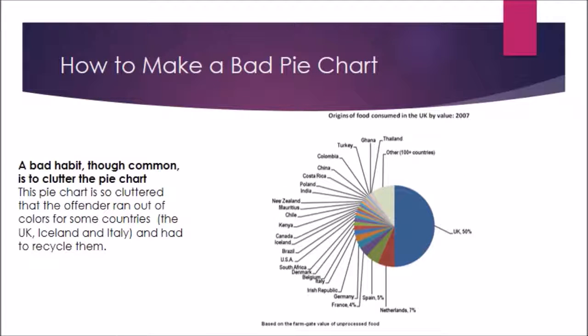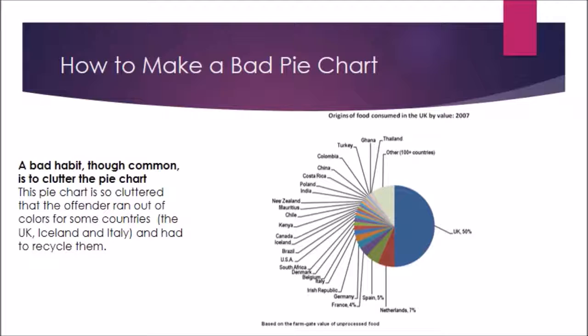How to make a bad pie chart. It's very easy to make a bad pie chart. It's easy to make a bad table. Mostly with tables, they're poorly labeled, not aligned perfectly, and not labeled underneath with enough information for me to know what you're trying to say with that table.